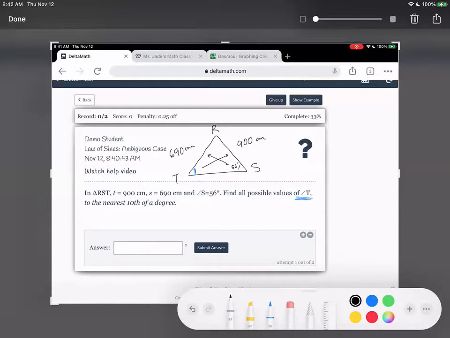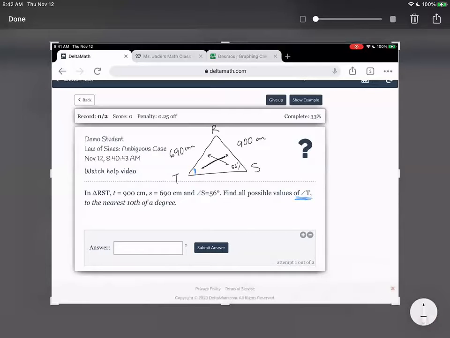So we're going to set up our proportions the same way. We already have our pairs matched up. We have this pair and we have this pair. So let's set it up. We know that for the S pair, we have 690 centimeters over sine of 56. Sorry, that's a really ugly 5. 690 over sine of 56 is equal to 900 over sine T. And we don't know what T is yet. Okay, any questions about setting up our proportions?